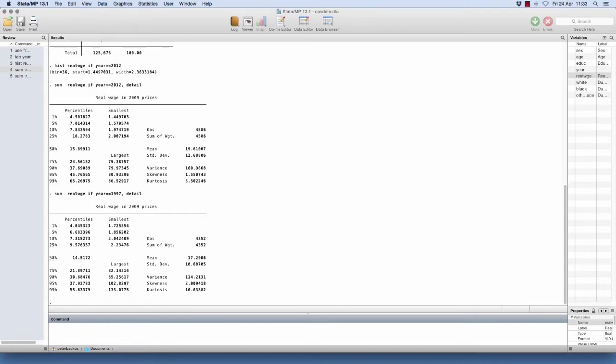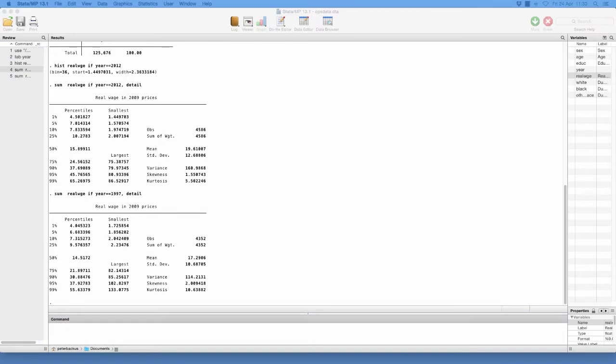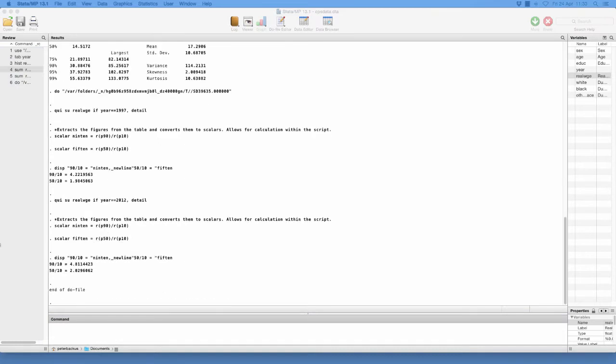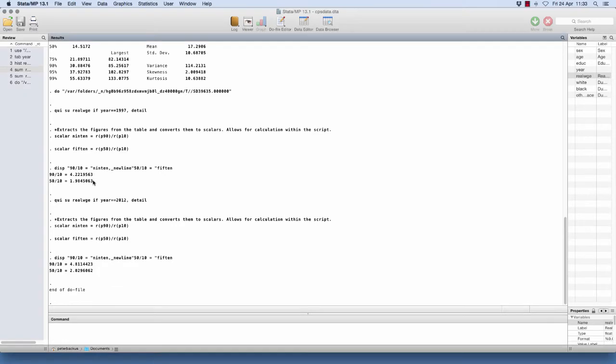Okay, so I'm going to do this just so we can see them next to each other. Okay, so here I've done it just using Stata to do it for me. We have a 90-10 or 50-10 ratio for, this is for 1997, and this is for 2012. So just looking at these 2 points, remember we're just looking at 2 points in time. We have all this data for all these years, but we're just looking at 2 points in time. And we can see, well, what's happened to the distribution?